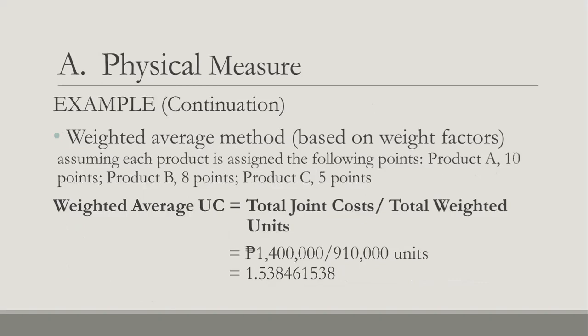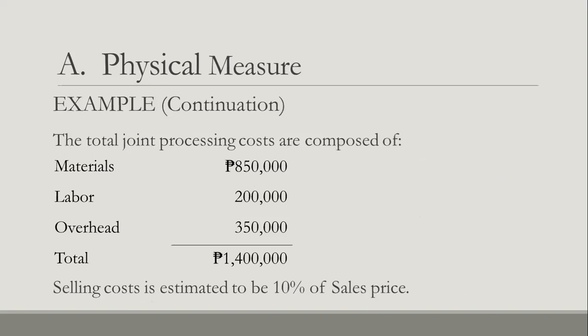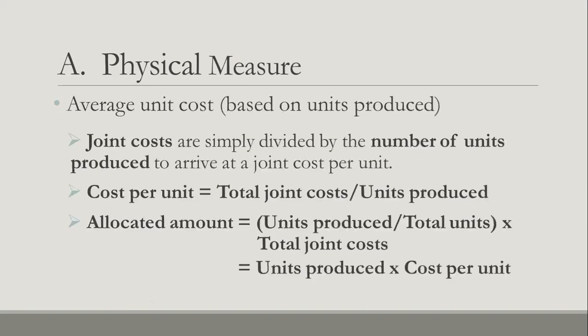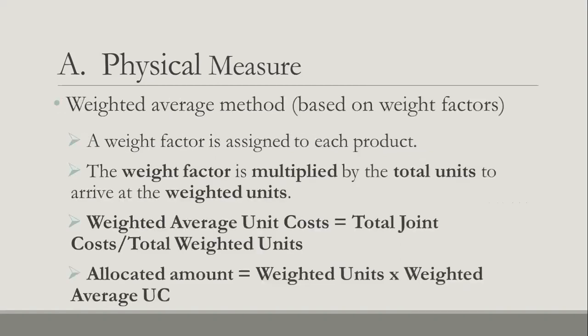So again, using the example, this given, we will use this again. We will use this for the entire other methods. So let's please take note here for units produced for A, 15, 45, and 80. This is very similar with your average unit cost method. The only difference here is that for the units produced, you multiply it by your weight factors.